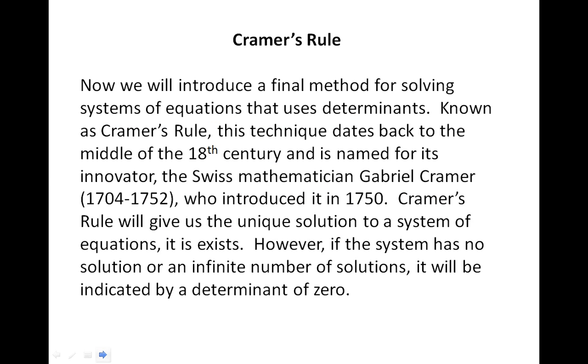All right. So now we'll introduce a final method for solving systems of equations that uses determinants. This is known as Cramer's rule. This technique dates back to the middle of the 18th century, and it's named for its innovator, the Swiss mathematician Gabriel Cramer, who introduced it in 1750, 2 years before his death. Cramer's rule will give us the unique solution to a system of equations if it exists. However, if the system has no solution or an infinite number of solutions, it will be indicated by a determinant of 0, as I discussed earlier in the slideshow.